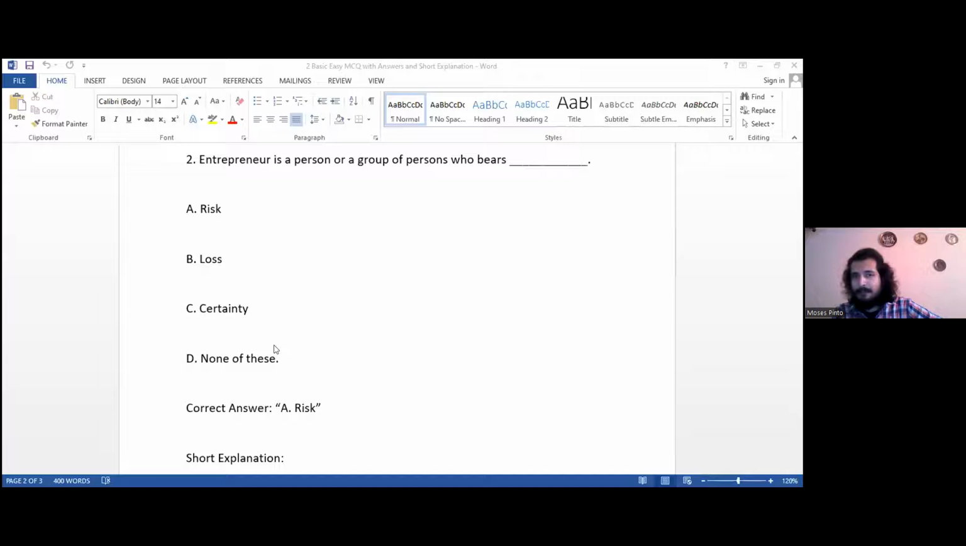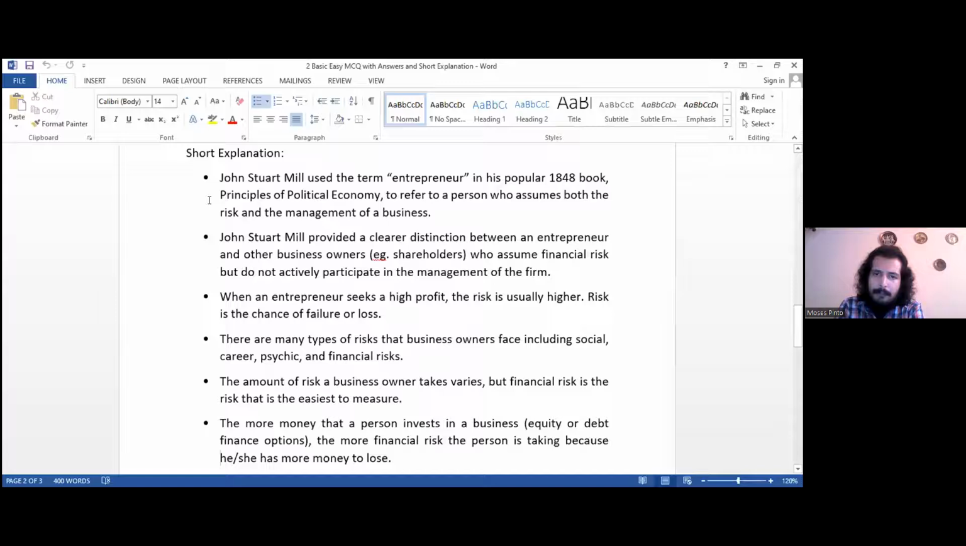If you want certainty, then you have to basically go for a regular 9-to-5. But entrepreneurship involves taking risk and moderating the risk in order to earn a profit, which would be exponentially higher than having certainty. And the reason for this is that when an entrepreneur seeks a high profit, the risk is usually higher. And risk is the chance of failure or loss. So basically you have the balance between risk and reward.